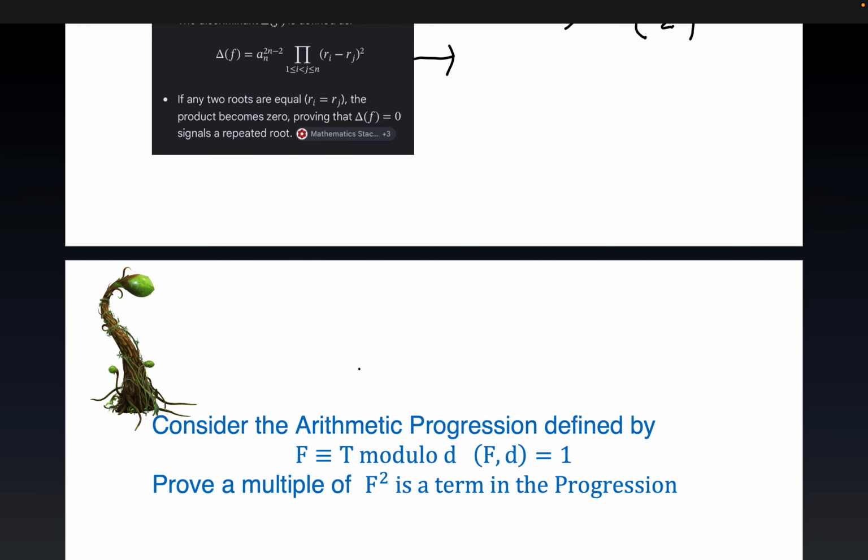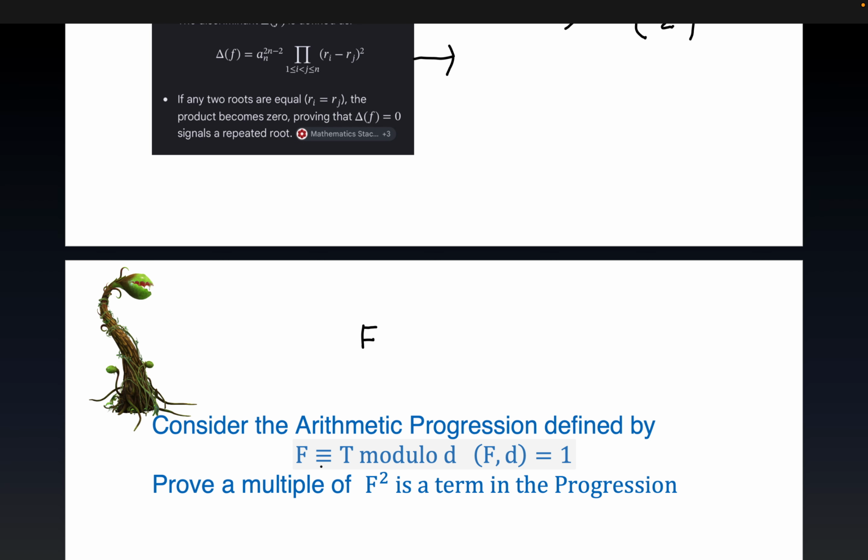Tonight I have an interesting problem that's going to allow us to use modular arithmetic in a nice way to define an arithmetic progression or an arithmetic sequence. Now, let me just write down what I intended to convey. So, f congruent to t mod d, where f, t, and d are integers, just means this.